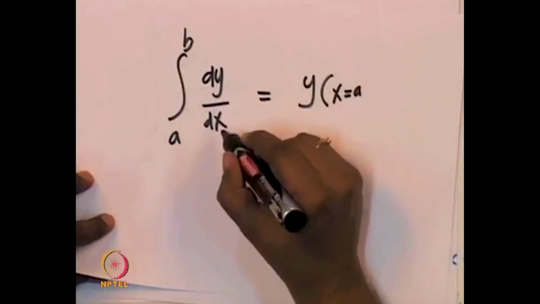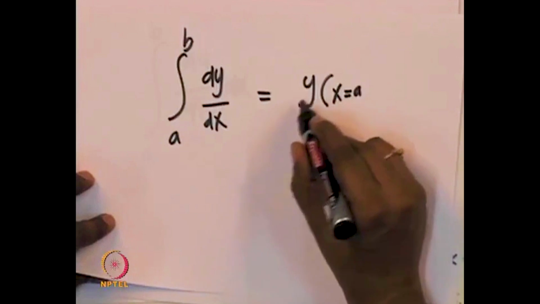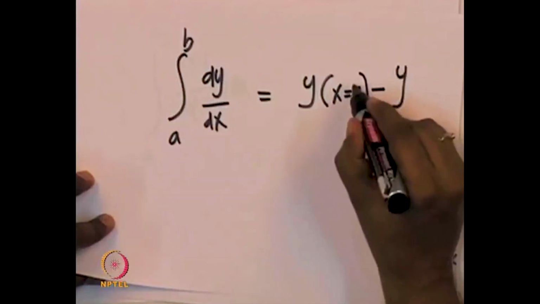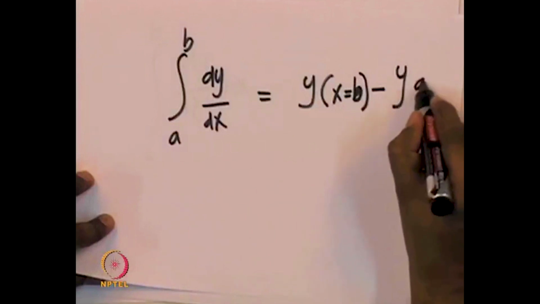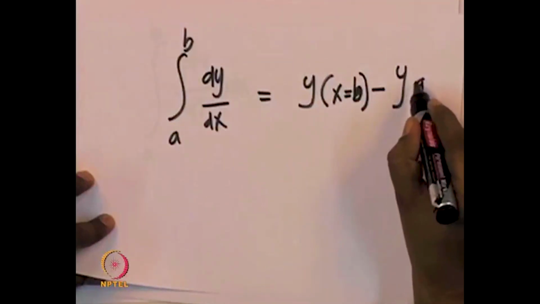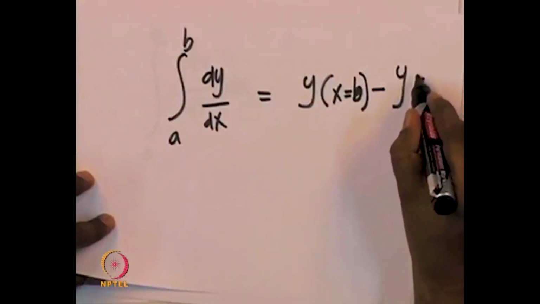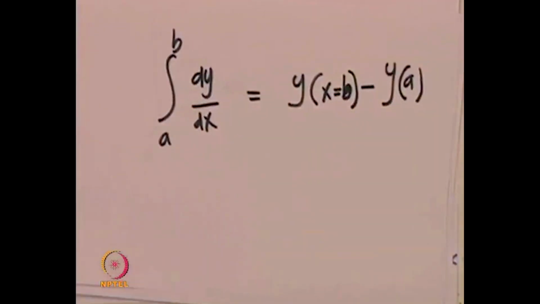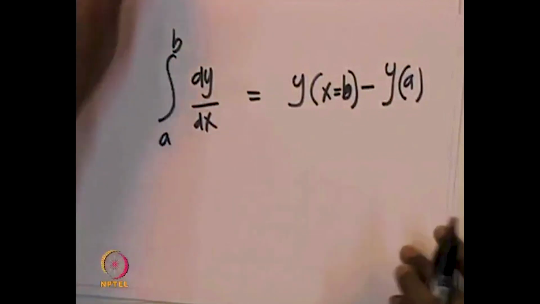You know that the integral of dy by dx is y. So, you calculate y at x equal to b and then subtract y at x equal to a. So, this will give you the answer. So, this is the rule which you want to learn now.